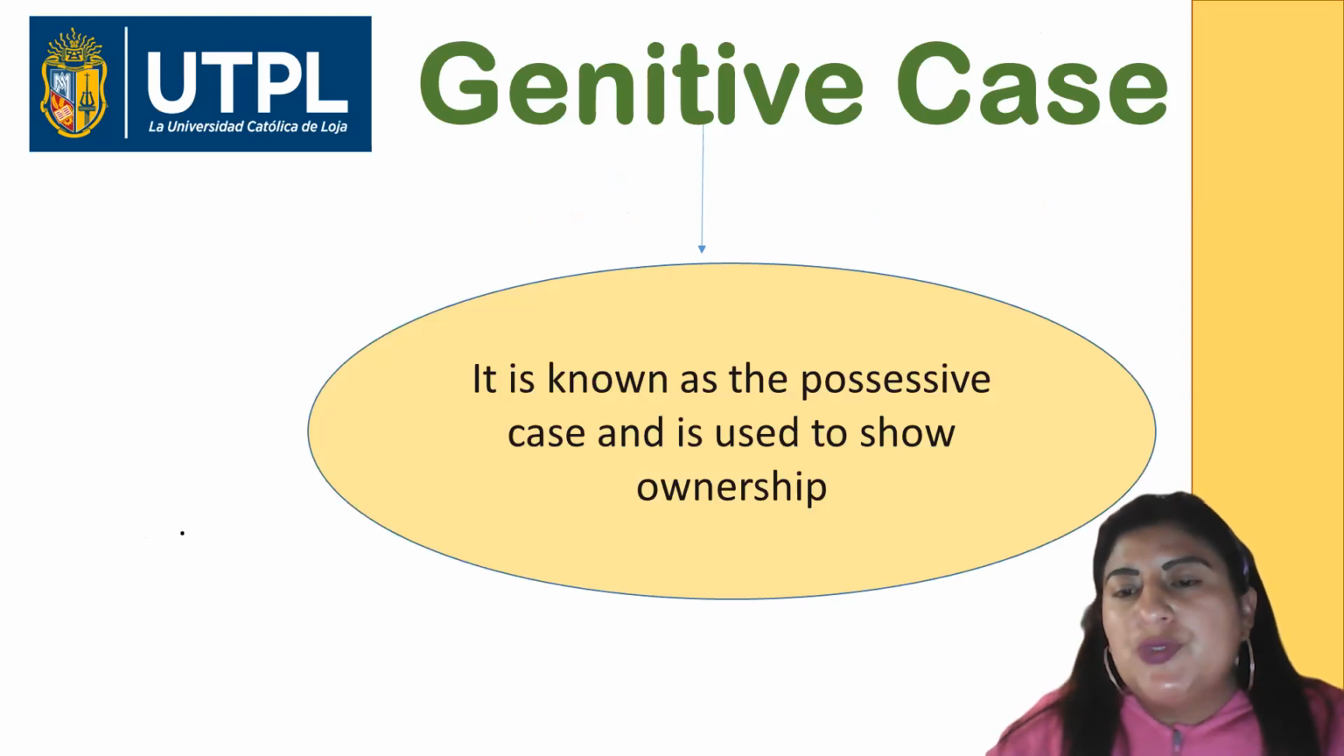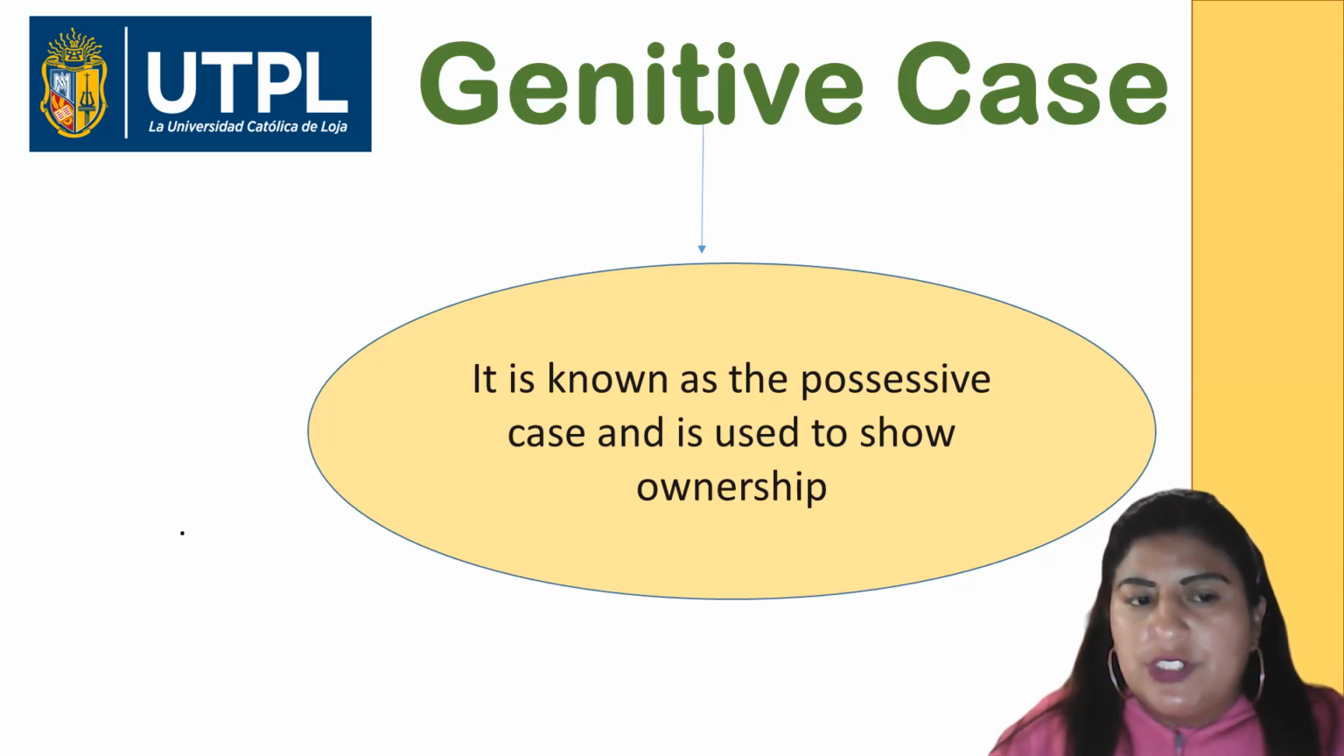Next, I am going to talk about the other most common case, that is the genitive case. It is known as the possessive case, and it is used to show ownership. Also, the genitive case refers to the case used for a noun, pronoun, or adjective to show ownership of a noun.